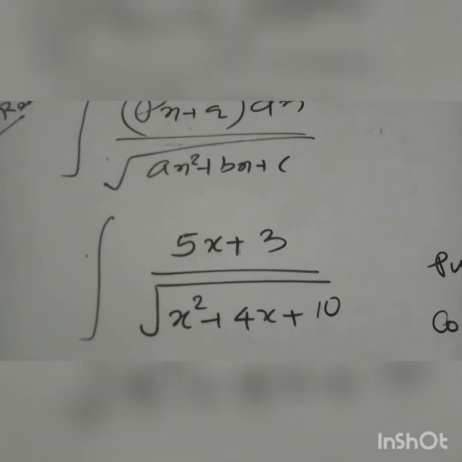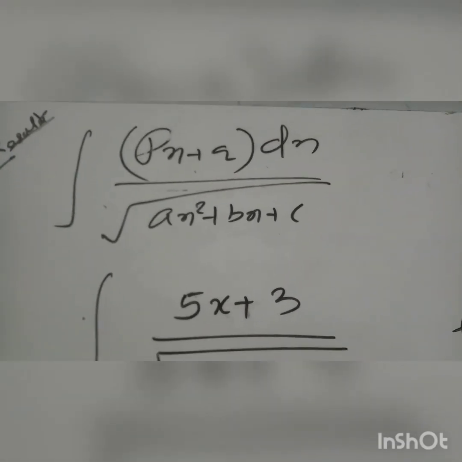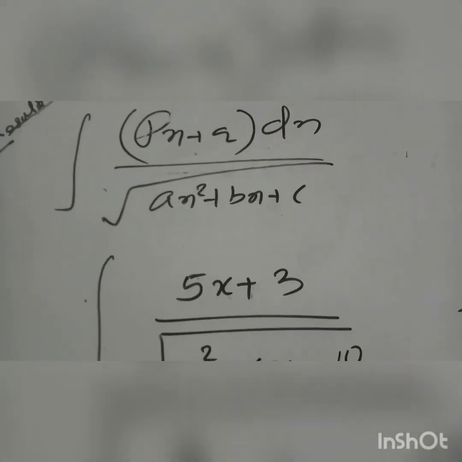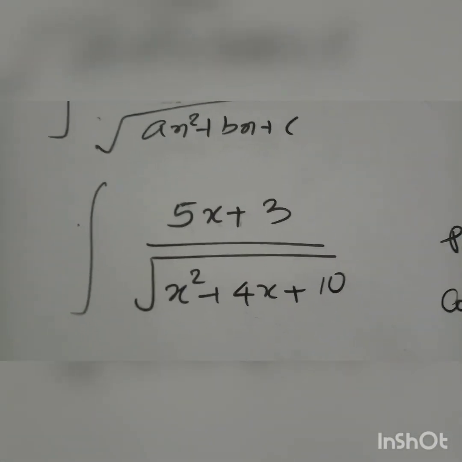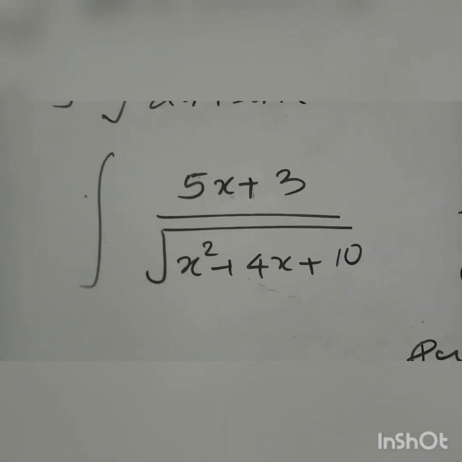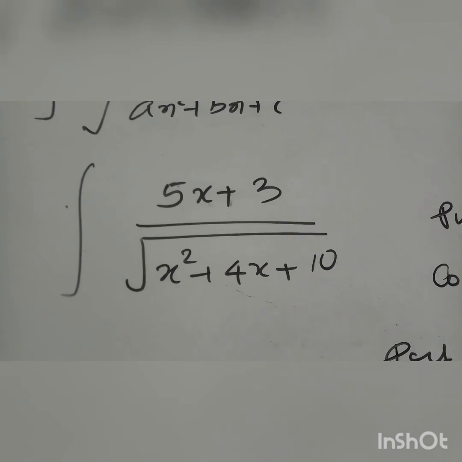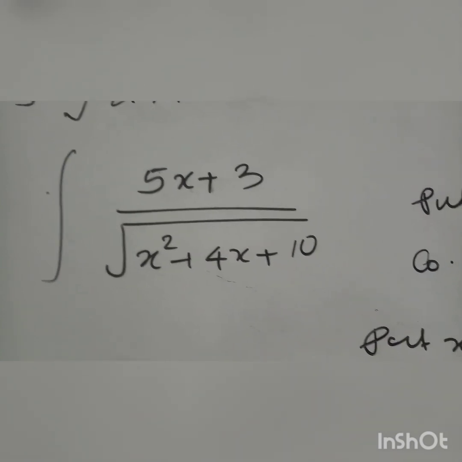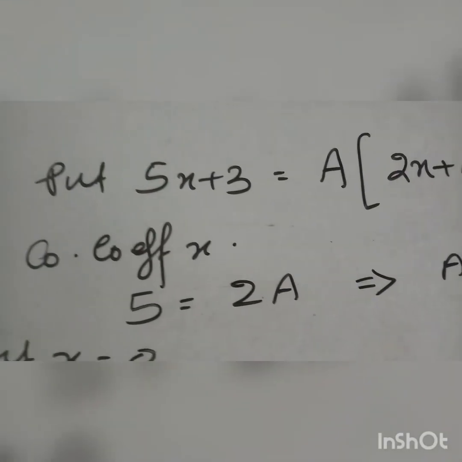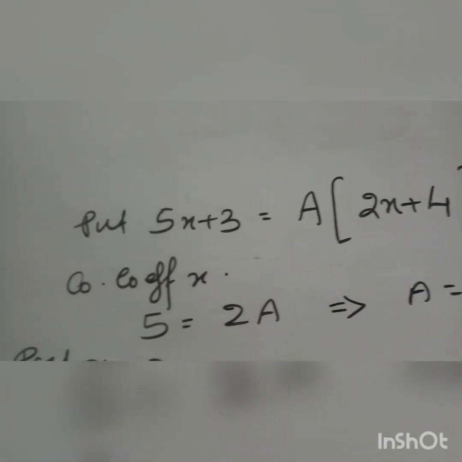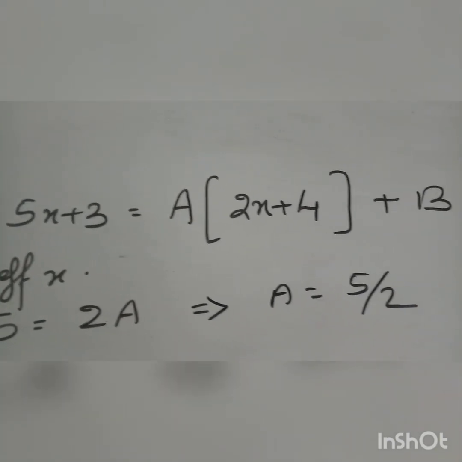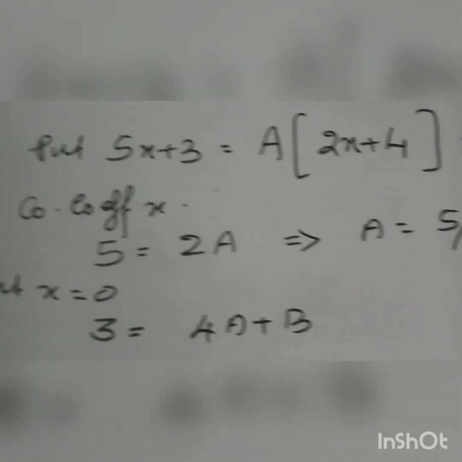Now let us discuss one more problem in the form (px + q) dx divided by root of x² + bx + c. That means linear divided by root quadratic. That is the integral of (5x + 3) divided by root of x² + 4x + 10. As we discussed, we express the numerator 5x + 3 as a constant a into the derivative of the denominator plus b.